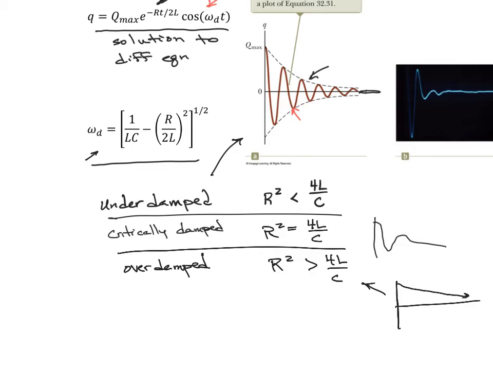So this omega D is for our underdamped case, where R is less than the square root of 4L over C. Okay? So we're going to look at those. And again, you could add in a phase constant here if you needed to.